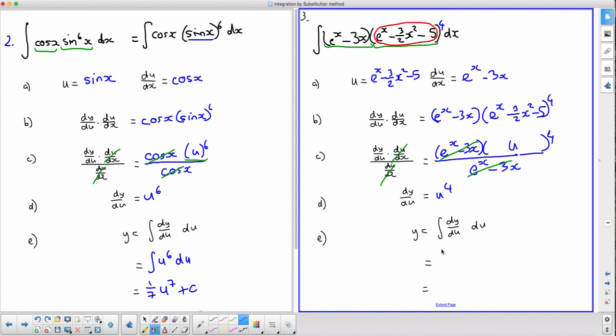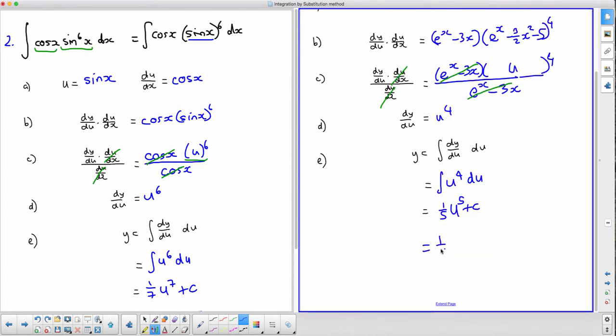So here we're just left with u to the power of 4, anti-differentiate u to the power of 4, and now finally replace the u with the function of x. And if we want, differentiate our result to see if we're right.